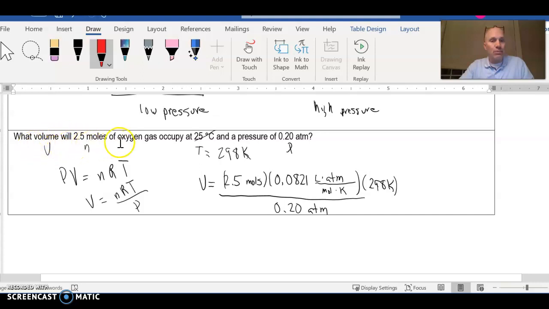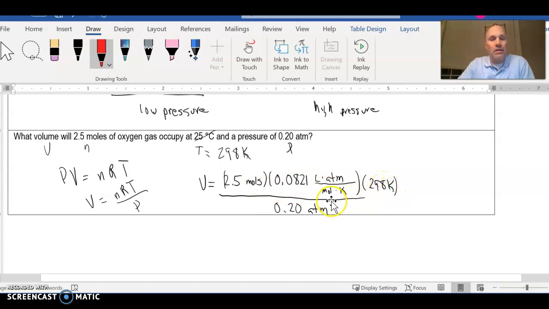In the next problem, what would the volume of 2.5 moles of oxygen be at this temperature and this pressure? Notice there is no change going on, so there are no ones or twos in this problem. This is an ideal gas law problem, PV equals nRT, and it's asking for the volume. So the volume is going to equal nRT over P, so you're just rearranging this equation and then plugging in your values.